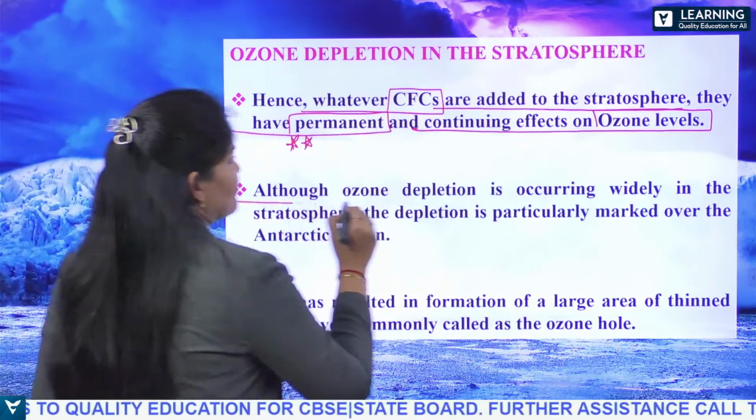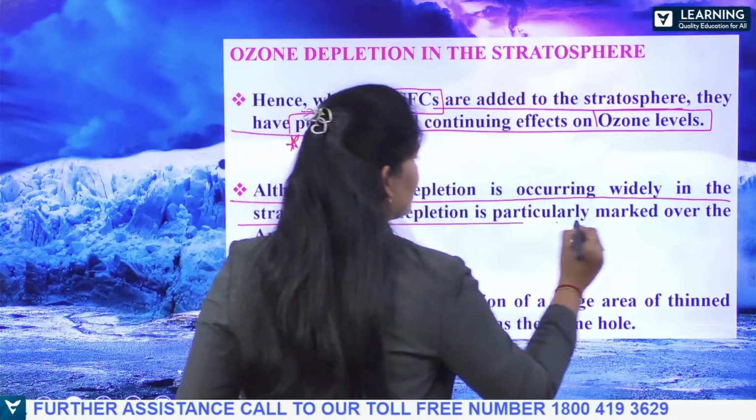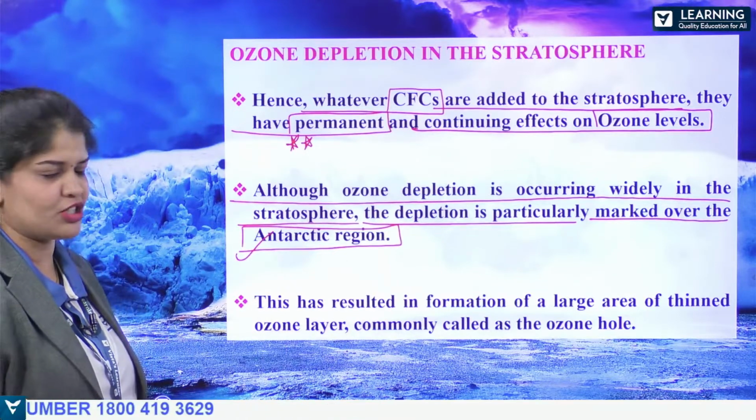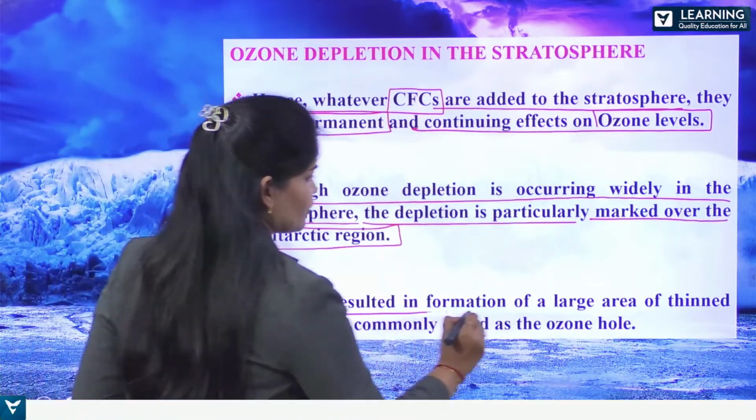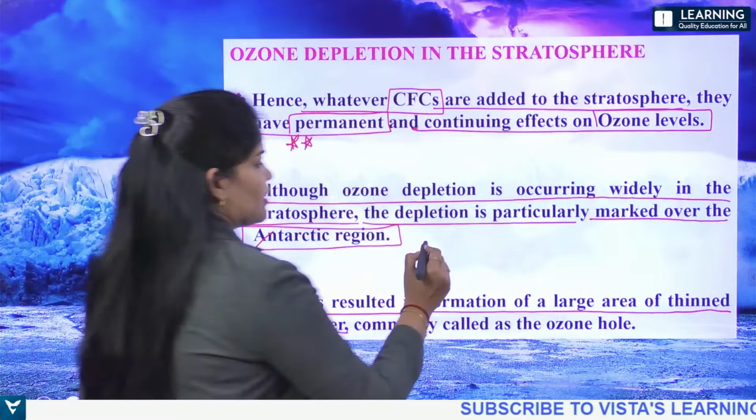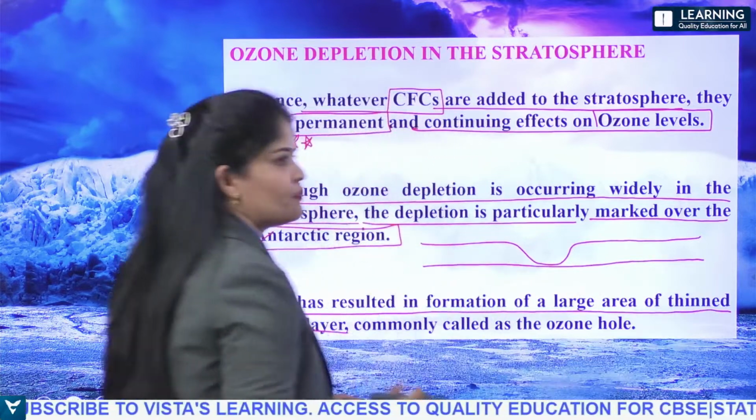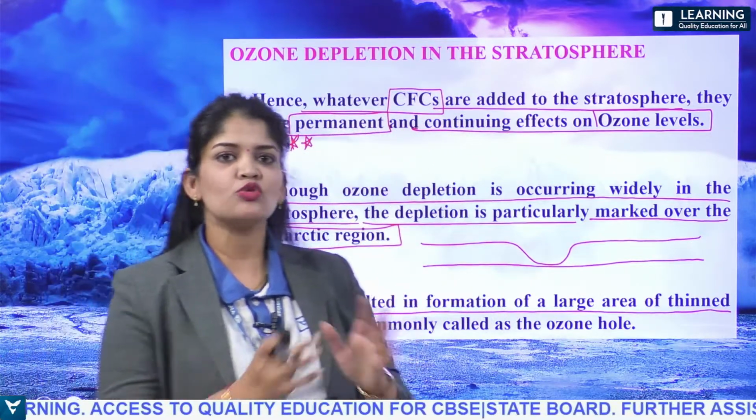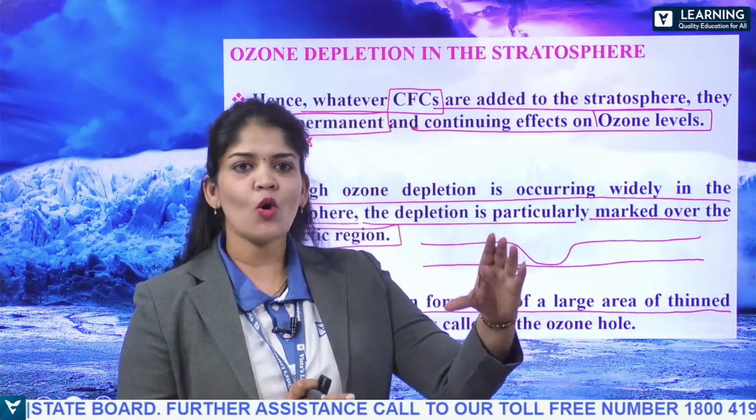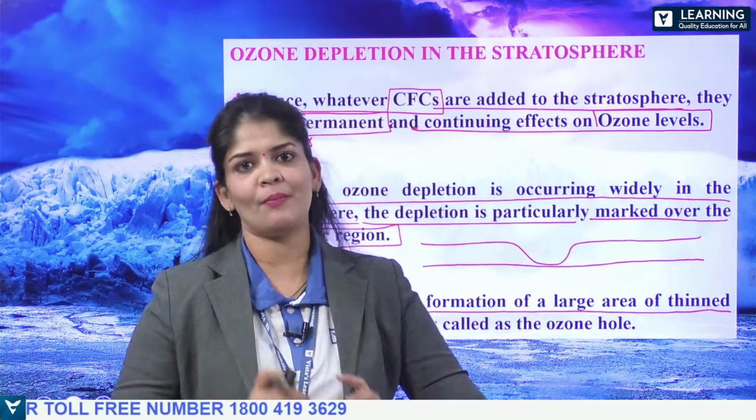Now, although ozone depletion is occurring widely in the stratosphere, the depletion that is taking place particularly, we can mark over the Antarctic region. So, this has resulted in the formation of a large area of thinned ozone layer. Just this is for your understanding. Whenever there is an ozone hole, that doesn't mean that there is no ozone at all. It is a gas, definitely it will be there, but the concentration is less. That means the thick ozone is converting into a thin layer. And the thin ozone presence, we consider as the ozone holes.